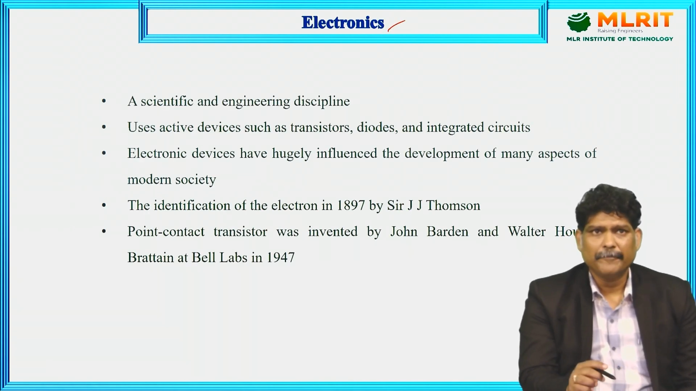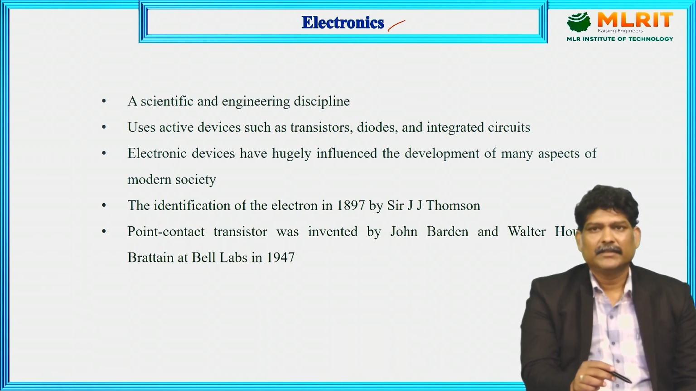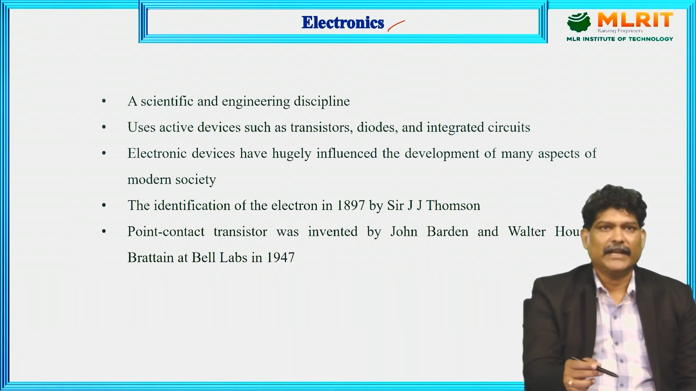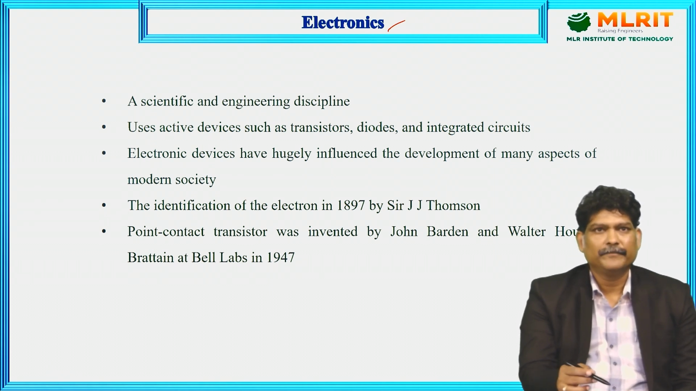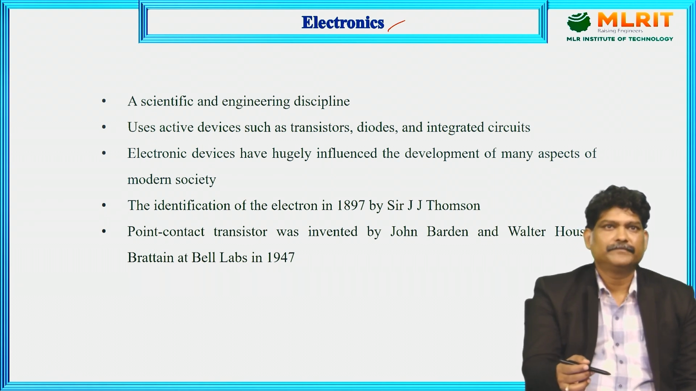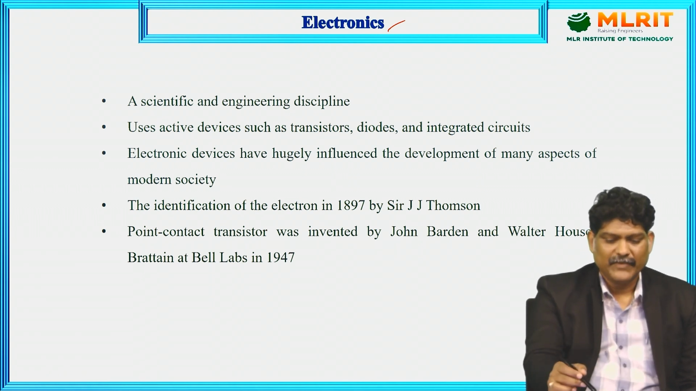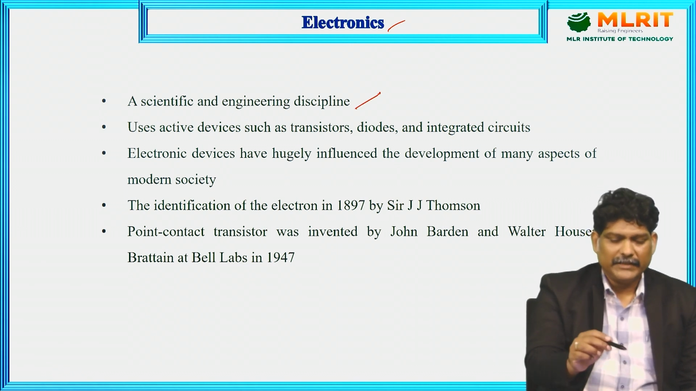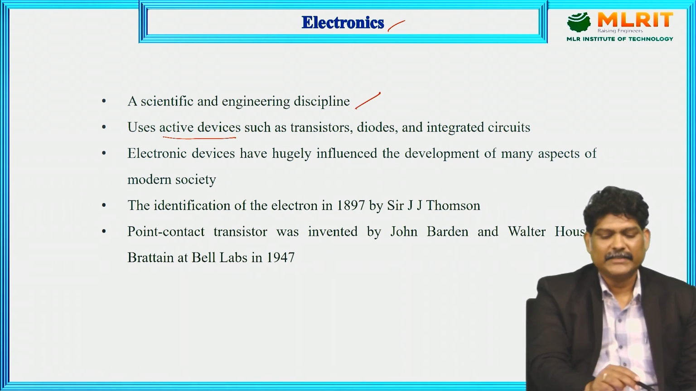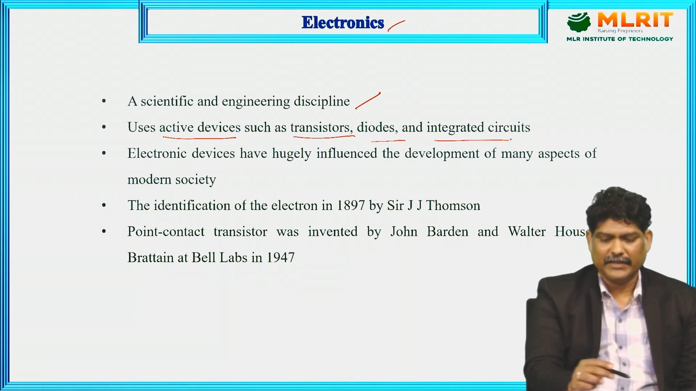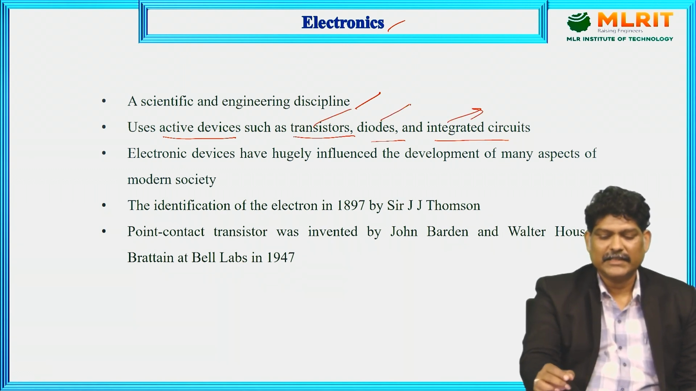Electronics is a branch of scientific and engineering discipline, and without electronics many applications cannot run. For example, if you take a mobile phone, can we imagine our daily life without a mobile phone? It is a part of our daily life, which can be achieved using electronics. Electronics uses active devices such as transistors, diodes, and integrated circuits. An integrated circuit is a combination of transistors, diodes, and some passive elements. Passive elements means resistors, capacitors, and inductors.